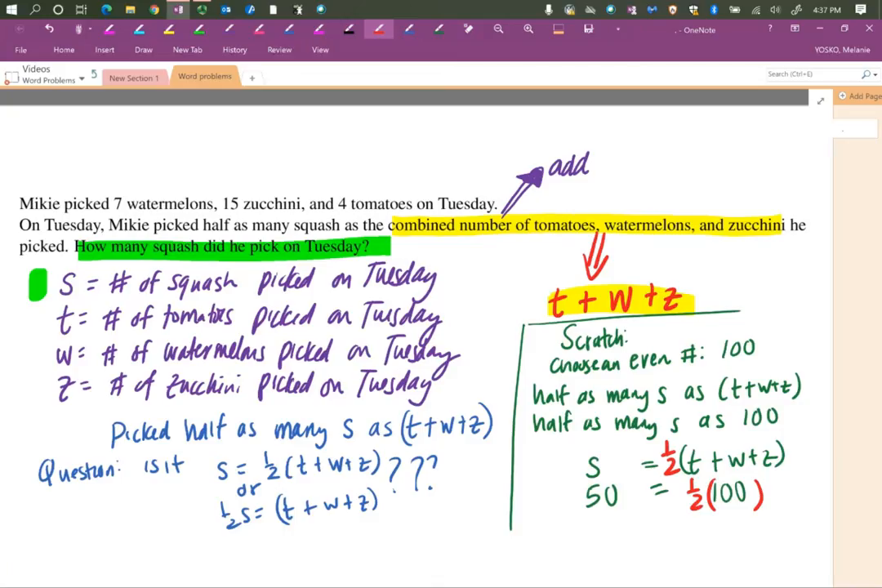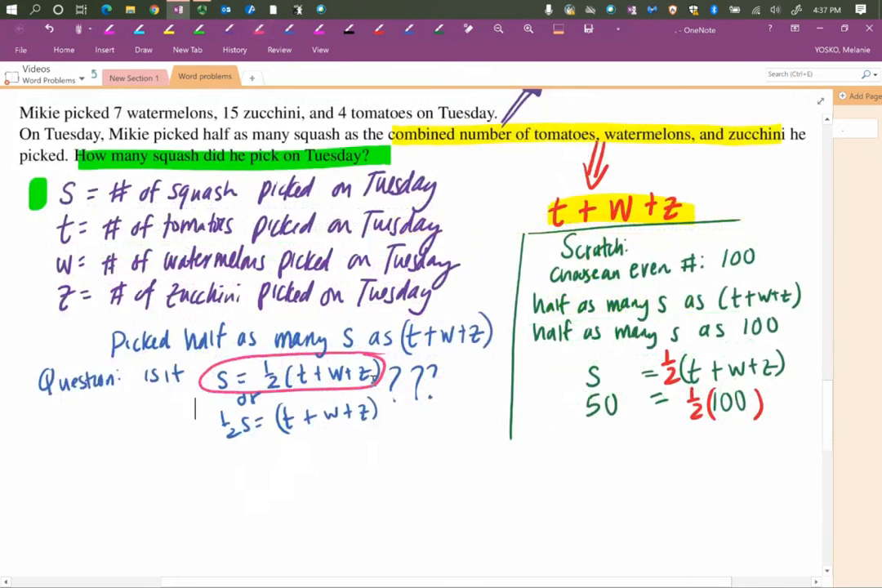They read it as pick half as many S as this, so they do pick half of S. That doesn't say half of S. Half as many S as this, so it's half of this one. Okay? So we have to be very careful. So we're going to use this one. So half as many squash as the combined number of tomatoes, watermelons, and zucchini.